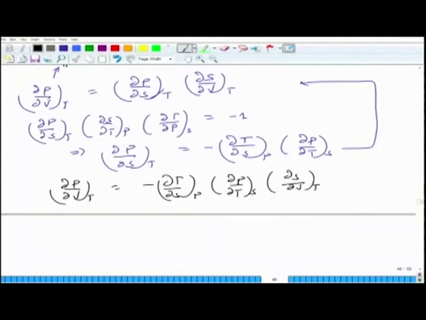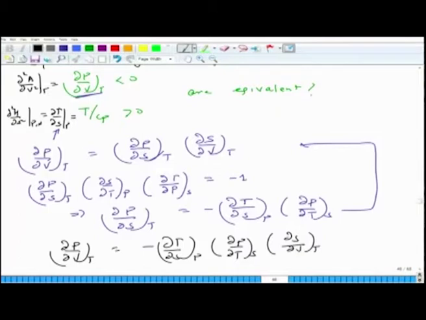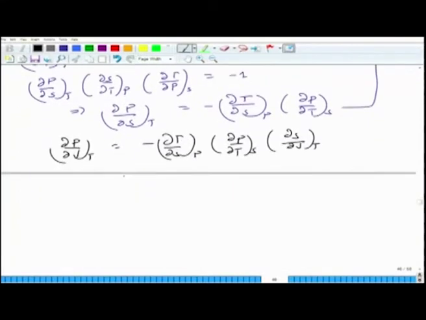Now this is what we actually wanted to get, because you see this was this expression and this part was del T by del S at constant P. So we got an expression which tells you this left hand side is proportional to T by Cp. Okay, so this is what our intention was, to get del P by del V at T proportional to del T by del S at P. Okay, so this means that this condition of stability, or the stability criteria, are basically equivalent. Okay, if one is 0, basically the other will also be 0.